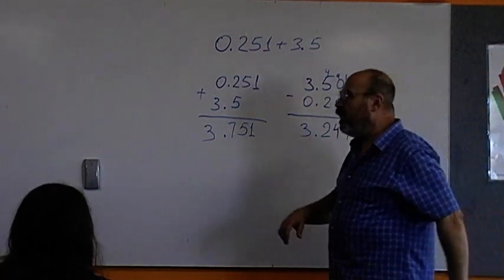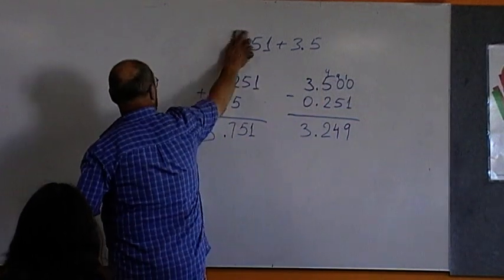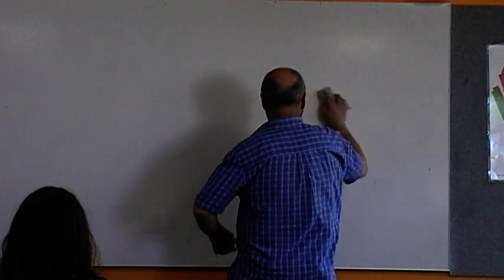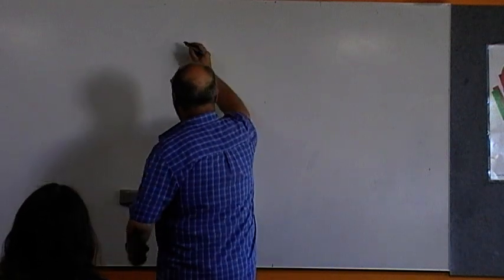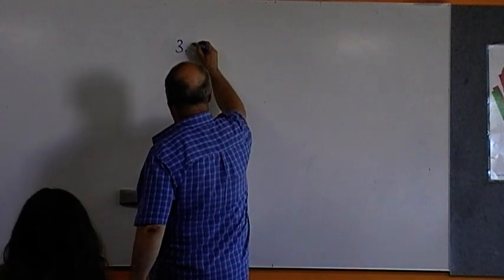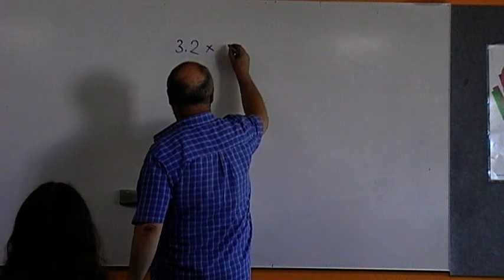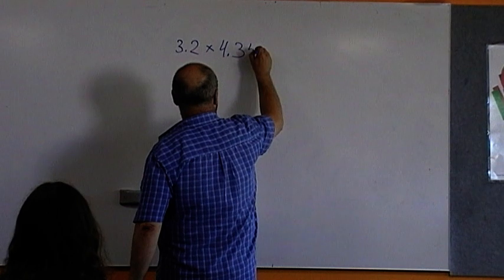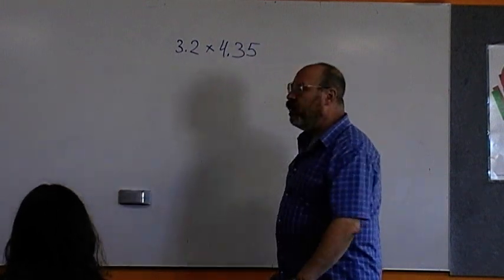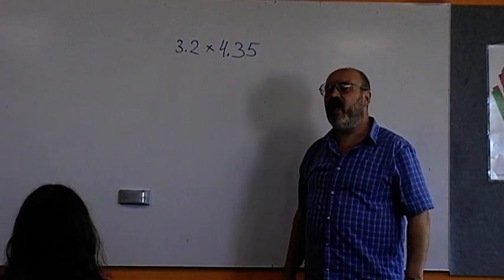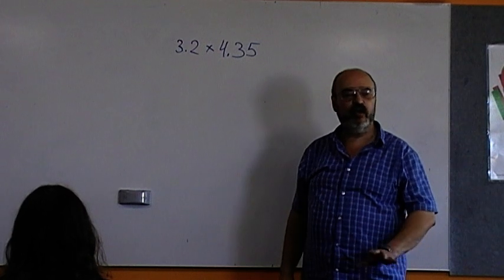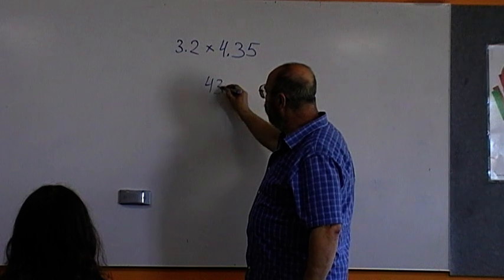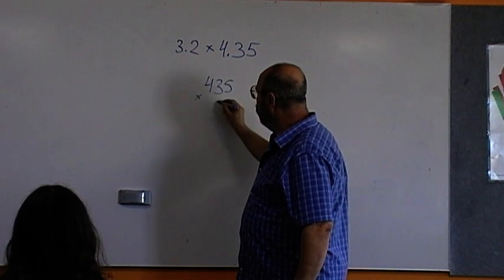Very good. Now, multiplication of decimals. Multiplication is very simple. Let's say we multiply 3.2 times 4.35. We multiply as if there is no decimal point. So we write 435 times 32.